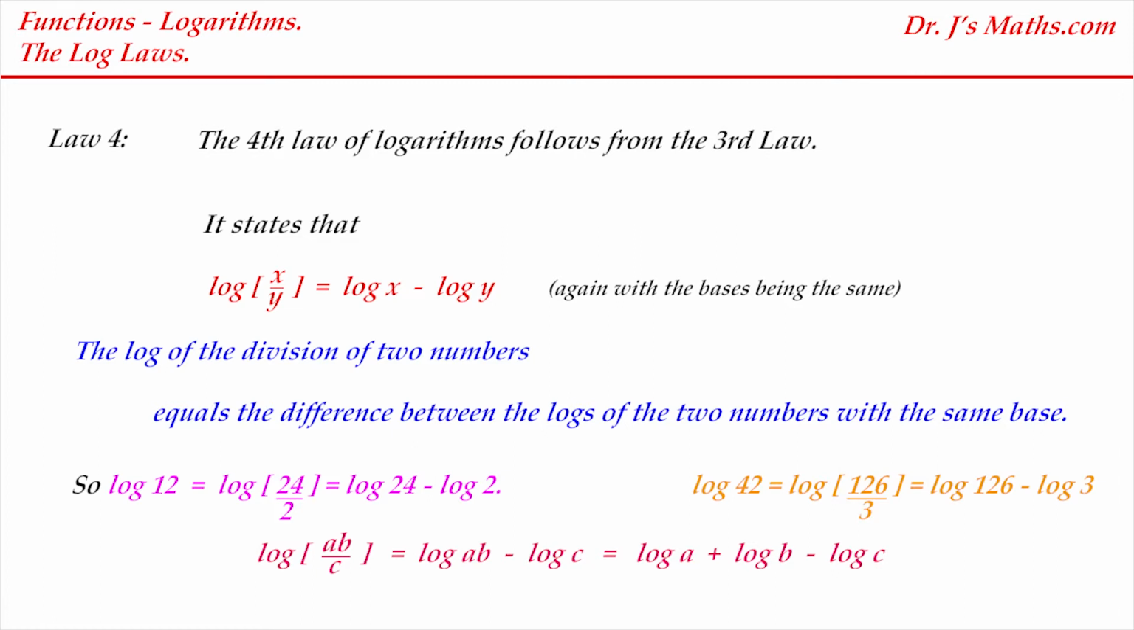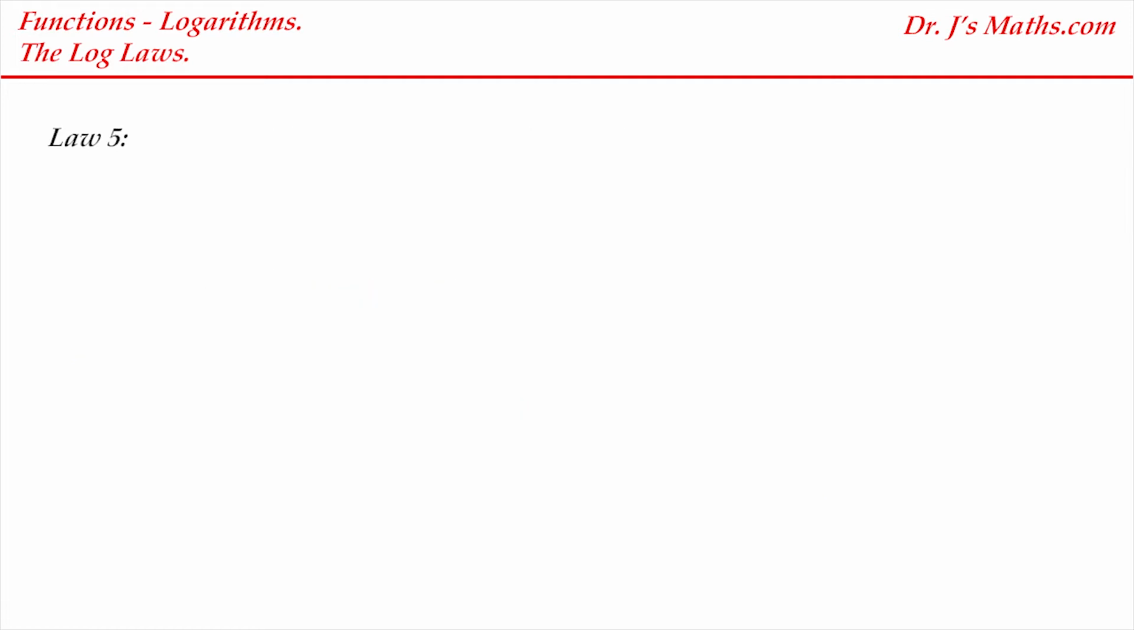So we'll take the division first, and we can have log AB minus log C. But from the previous law, we know that log AB can be written as log A plus log B. So our result is log A plus log B minus log C. The fifth law also follows from the third law.